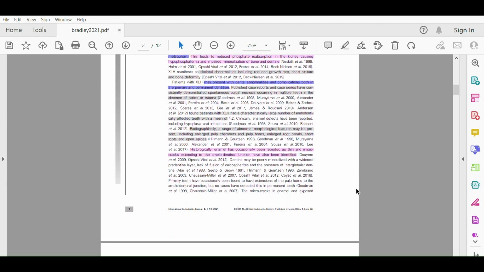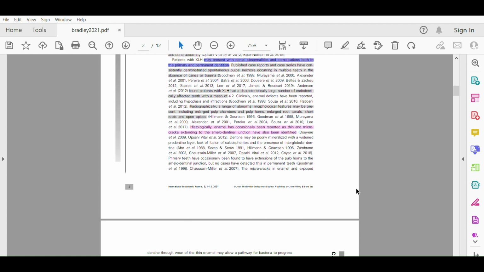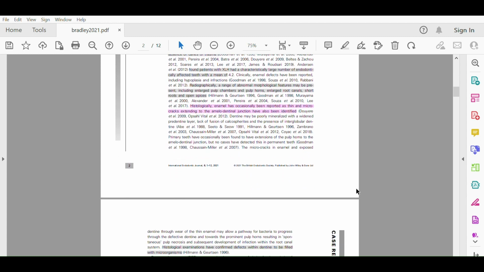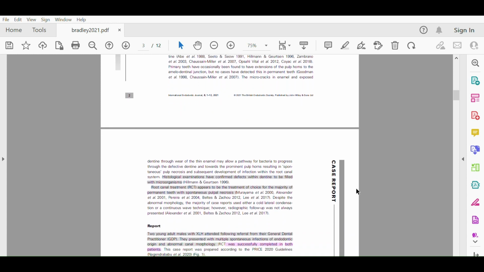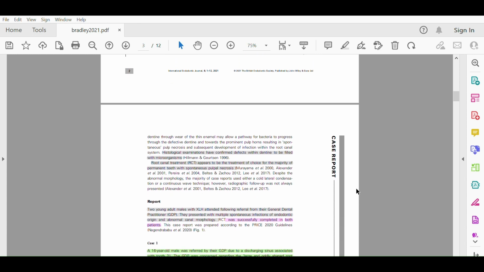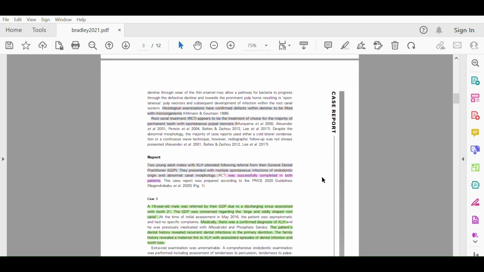Histologically, the enamel occasionally had thin micro cracks extending to the amelodentinal junction. Also histologically, these defects within the dentin are filled with microorganisms. So in this case report, root canal treatment was the treatment of choice for the multiple teeth having pulp necrosis and endodontic infection.